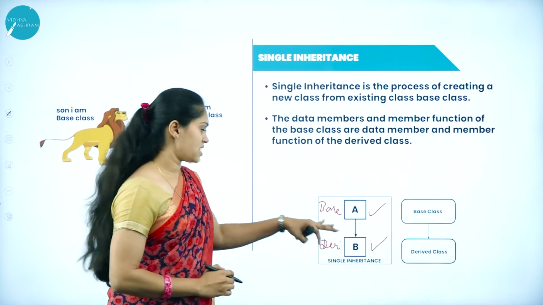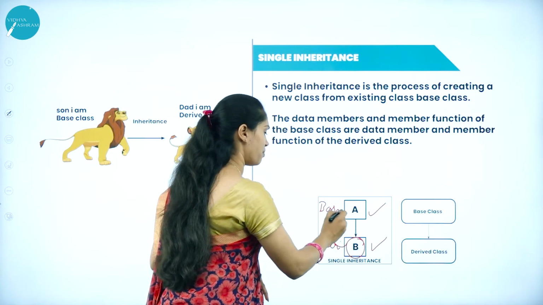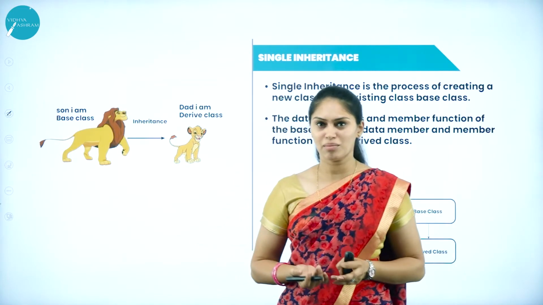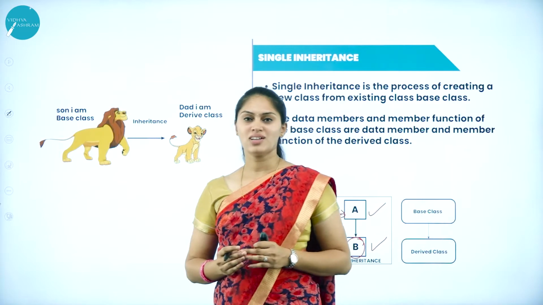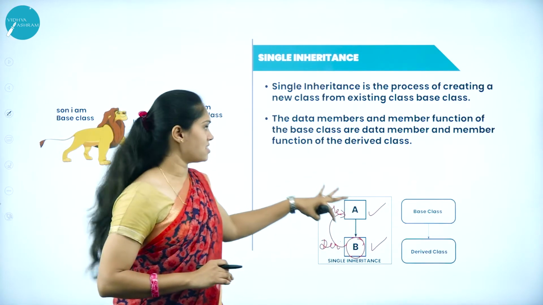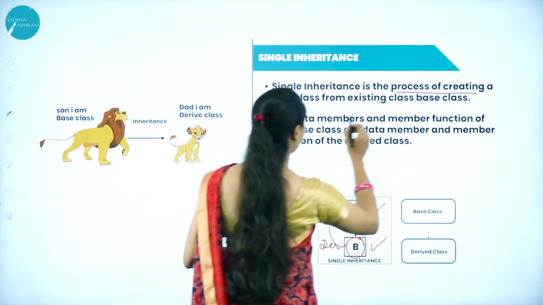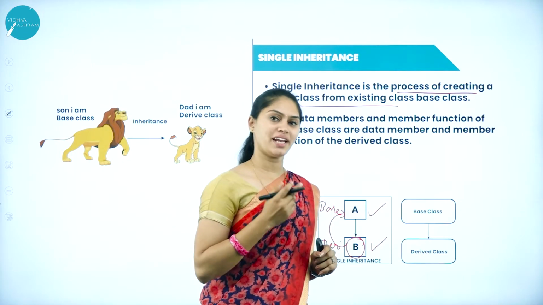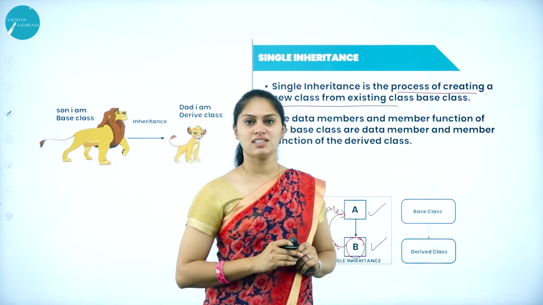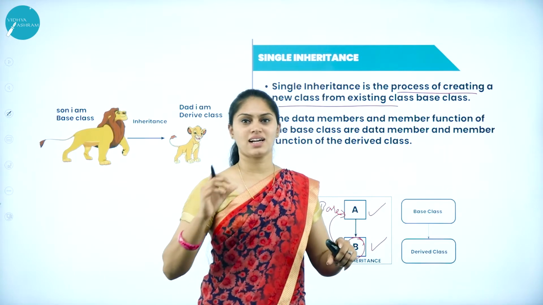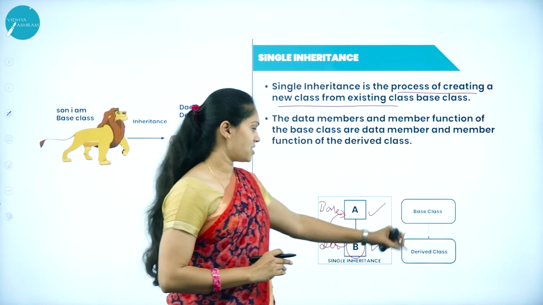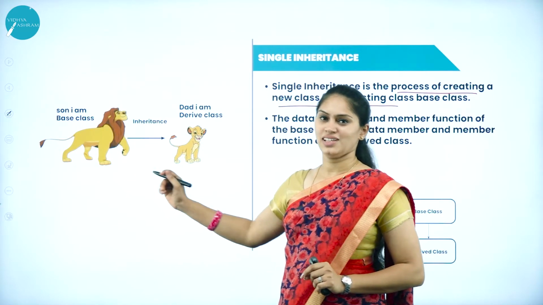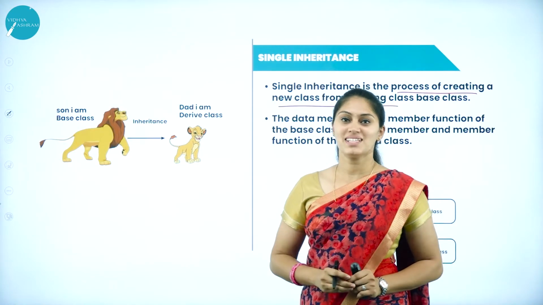So what it means is, B will have the features of the base class A, and B can also have its own data members as well as member functions, because it is a class. Single inheritance is a process of creating a new class from an existing base class. Here I have only one base class and only one derived class. You can see the syntax here, base class as well as derived class. With the help of this image, surely you can understand what single inheritance means.